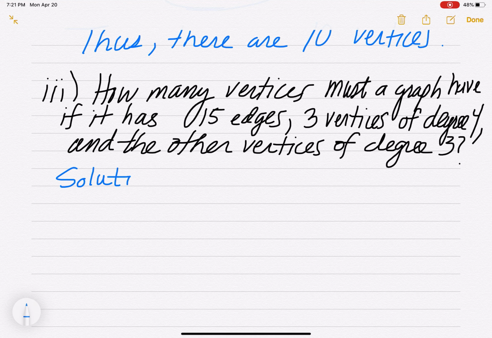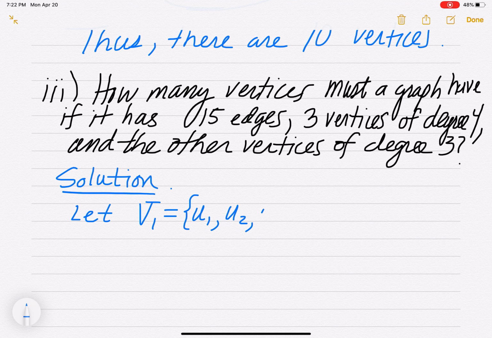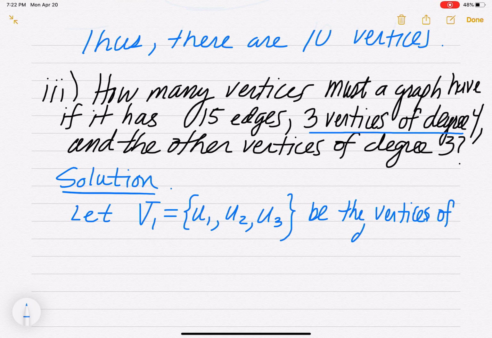So we don't know how many vertices there are in total. That's what we're looking for. We know there are going to be 3 of degree 4, and the other vertices are going to be of degree 3. So let V1 consist of those vertices of degree 4. Let's call them U1, U2, U3. These are those 3 vertices of degree 4.